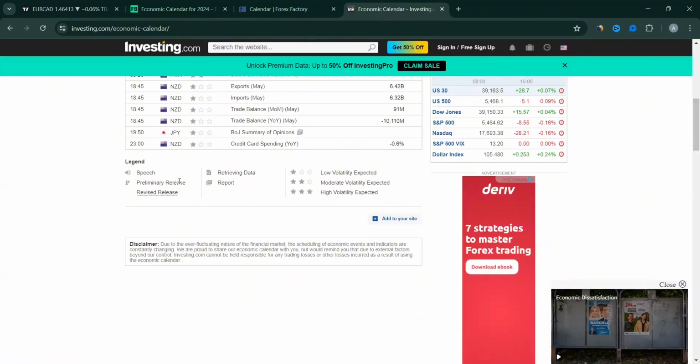We have speeches, preliminary releases, if a release has been revised, if the data is being retrieved, if there's a report. So you can trade these. So the events, there are speeches and reports, right?